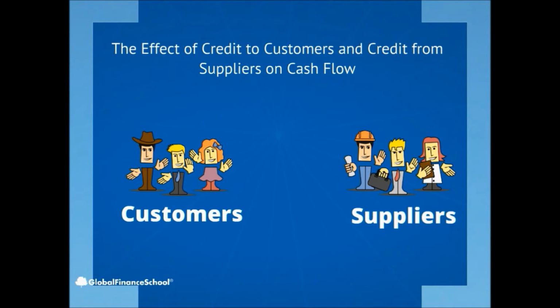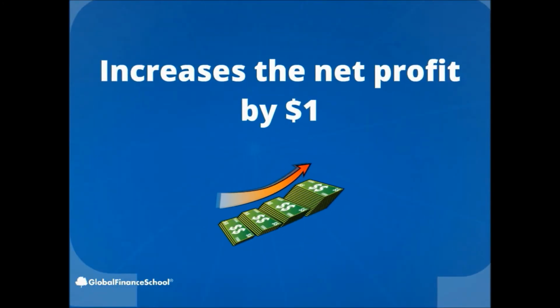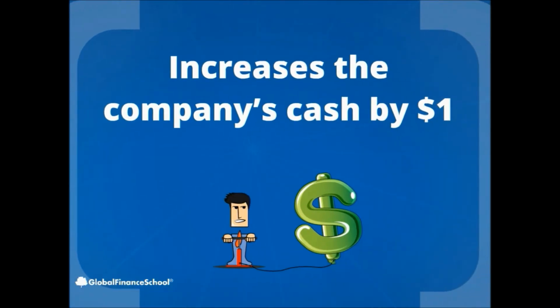The effect of credit to customers and credit from suppliers on cash flow. Each dollar in the customer's item in the balance sheet is a dollar of sales that the company has not yet been paid. It increases the net profit in the profit and loss statement by $1 beyond the cash accumulated by the company during the period. On the other hand, every $1 in the supplier's item in the balance sheet represents $1 in expenditures that the company has not yet paid and increases the company's cash by $1 in relation to the net profit.